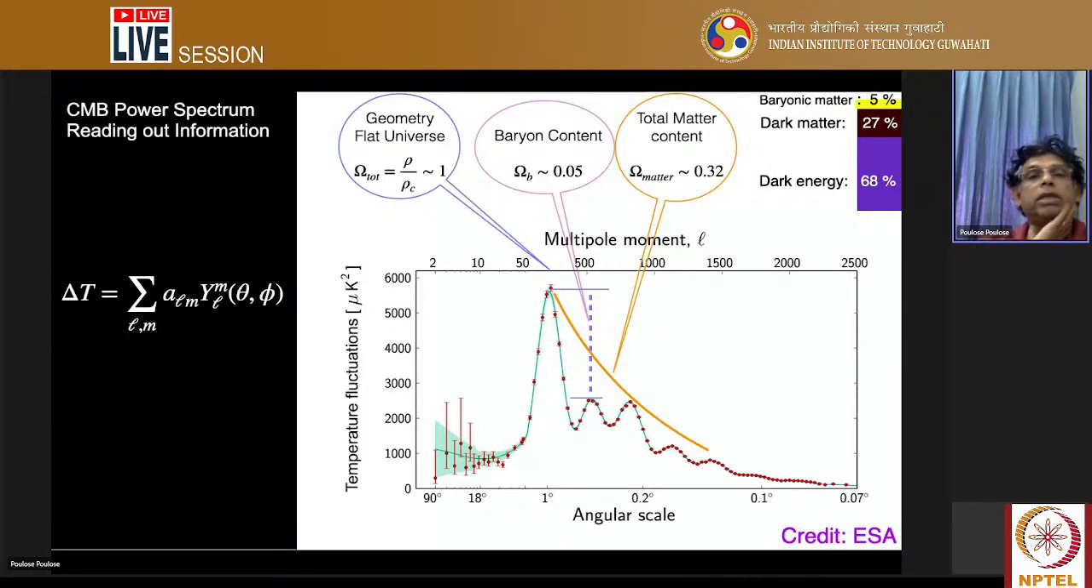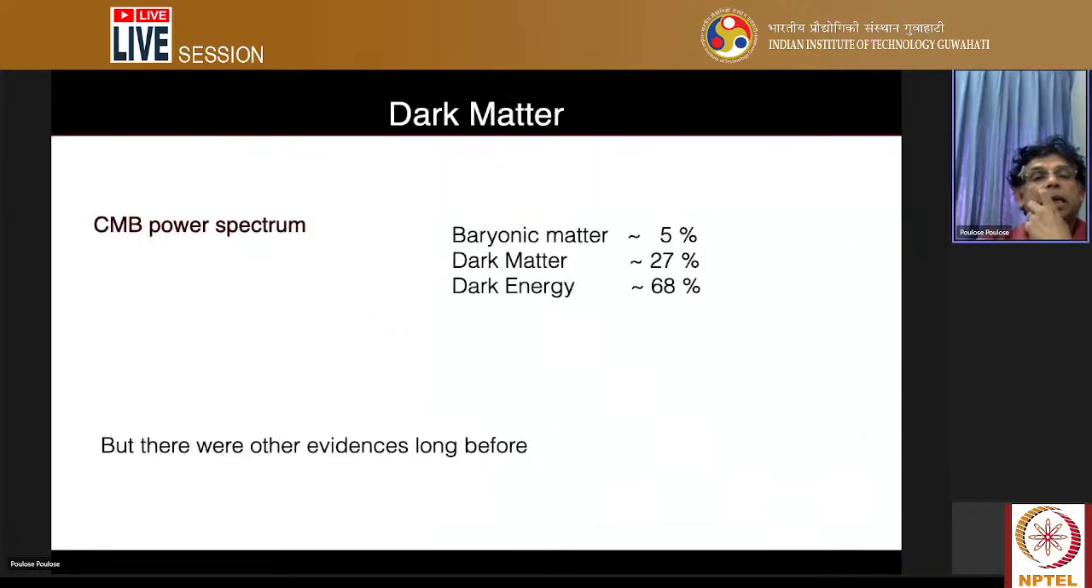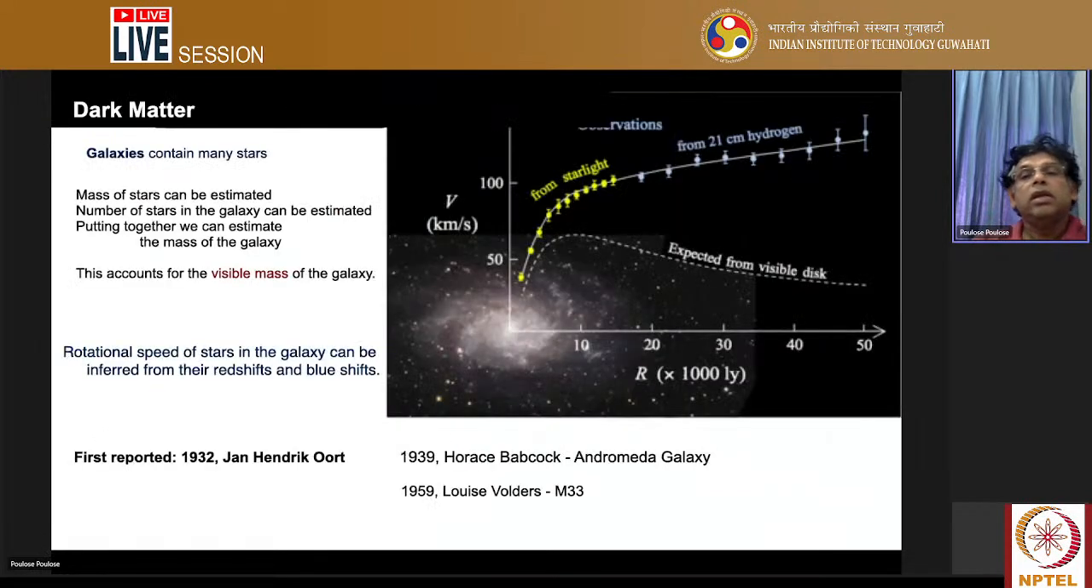This is called a power spectrum analysis of the cosmic microwave background radiation. So this is one way to establish quantitatively that there is this dark matter. But qualitatively, indications of dark matter have been with us for a long, long time.